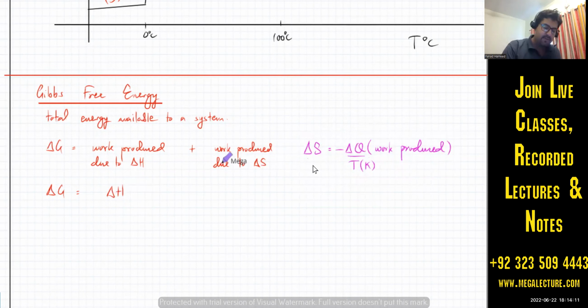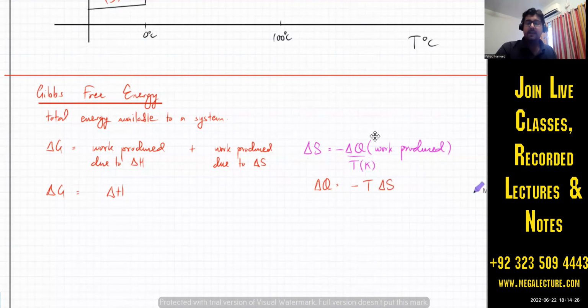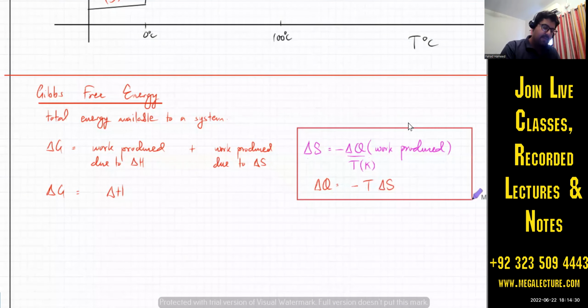So what is the formula now? Just rewrite this as delta Q is basically minus T times delta S. So it's the temperature multiplied by delta S. So I'm just rewriting this. And I'm going to put this delta Q over here. So this thing goes over here. So it's going to be delta H minus T delta S.